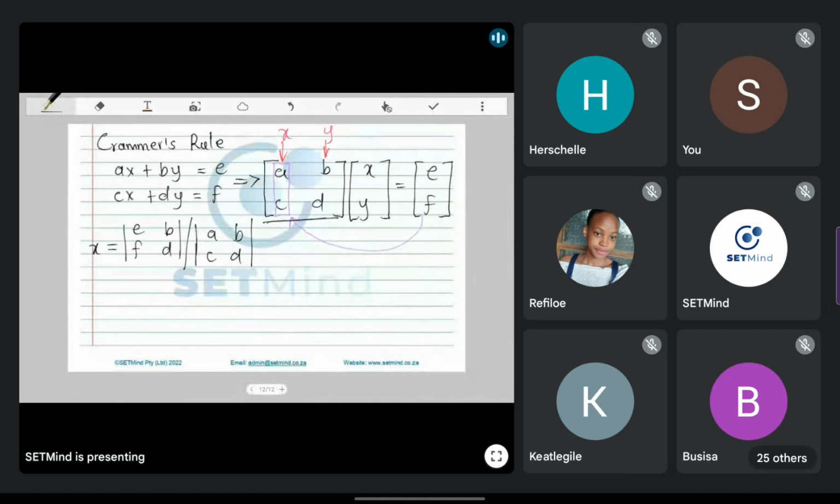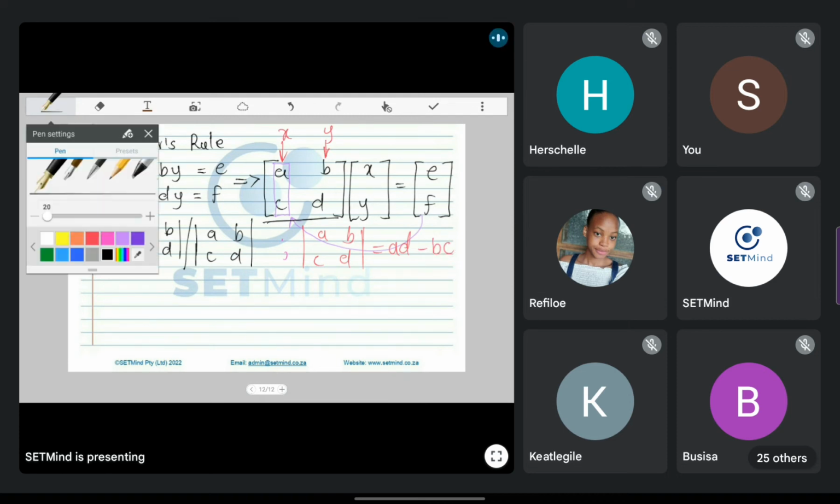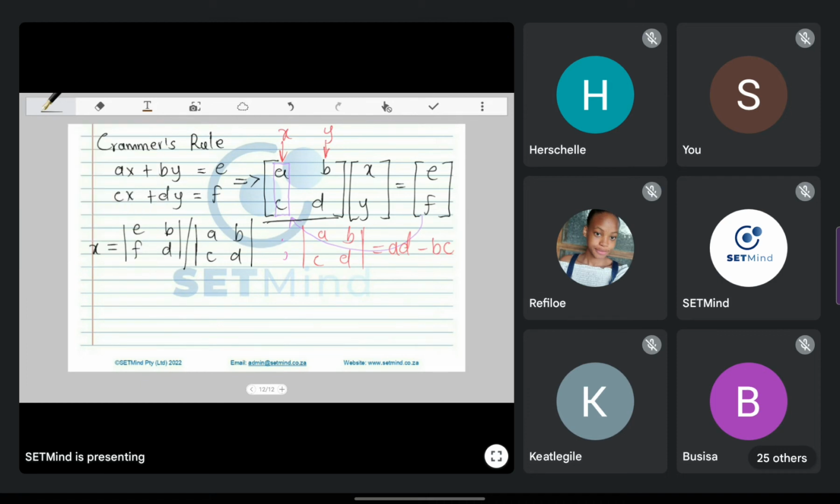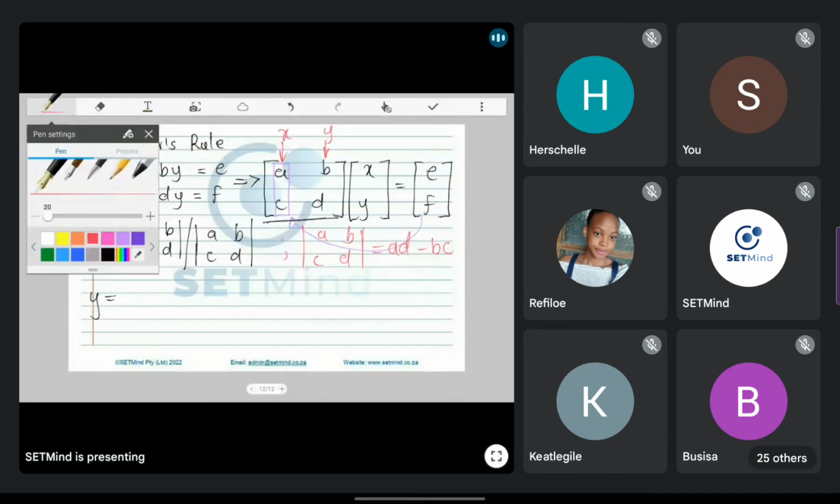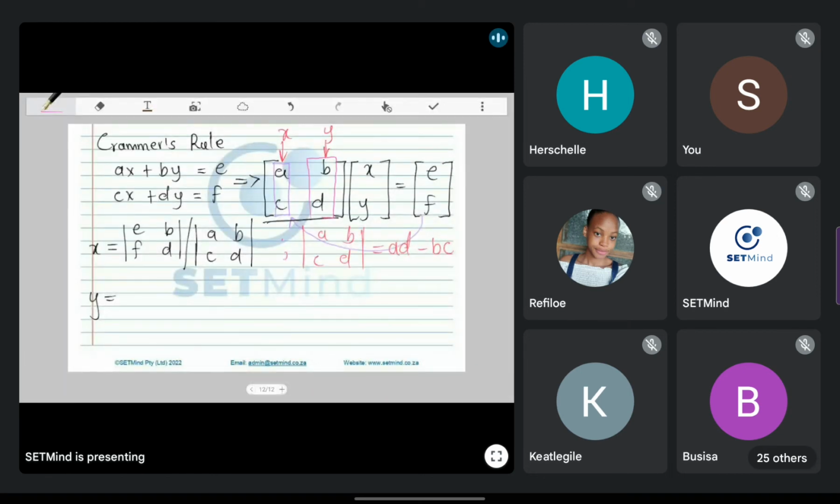Remember the determinant of a 2 by 2 matrix. Quickly, if you have A, B, C, D, the determinant is simply AD minus BC. So that's how you get your X. And then let's come to the Y now. I'm going to go to my original matrix, and this column we are dealing with Y. So I'm looking for Y.